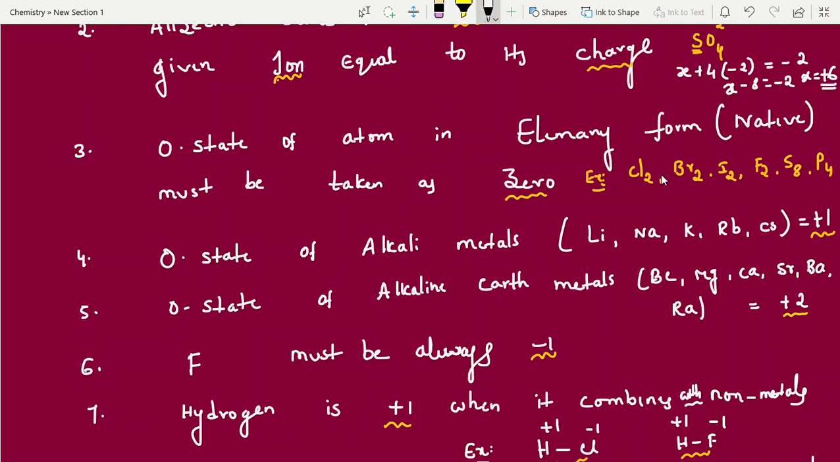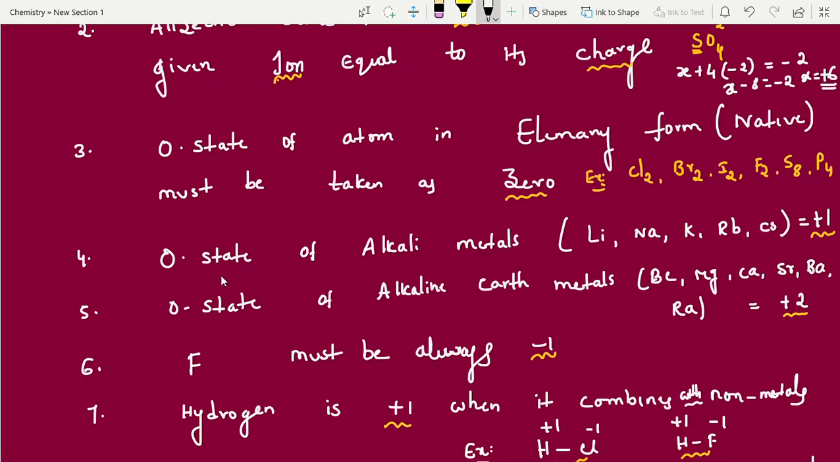But here, the elementary state: the oxidation state of an atom in elementary form, that is the native state, must be taken as 0. See, it is within the element. So this type of compounds, what we call elementary form. In elementary form, the oxidation state of the atoms must be 0. Clear, students? Clear? That's it.